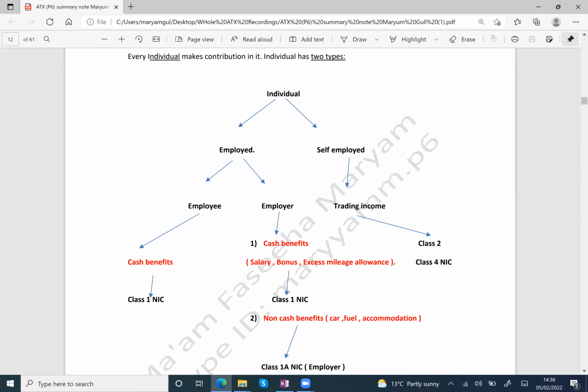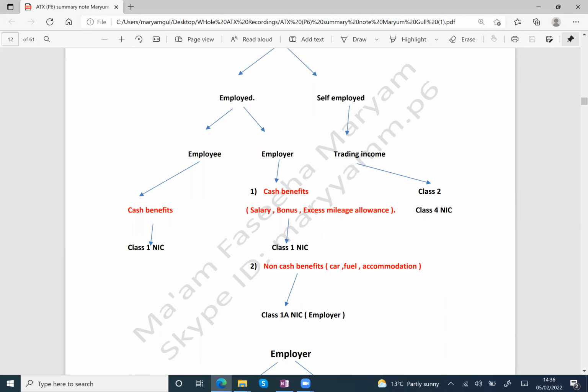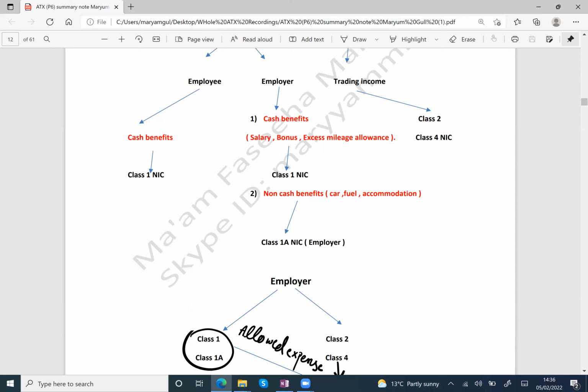For example, I am your employer, I am giving you salary. On the salary, I will pay class 1 employer NIC. And on the other hand, the employee, meaning you, when you receive these cash benefits, which NIC will you pay? Below the employee, class 1. So on salary, bonus and excess mileage allowance, employer and employee both will pay class 1 NIC.